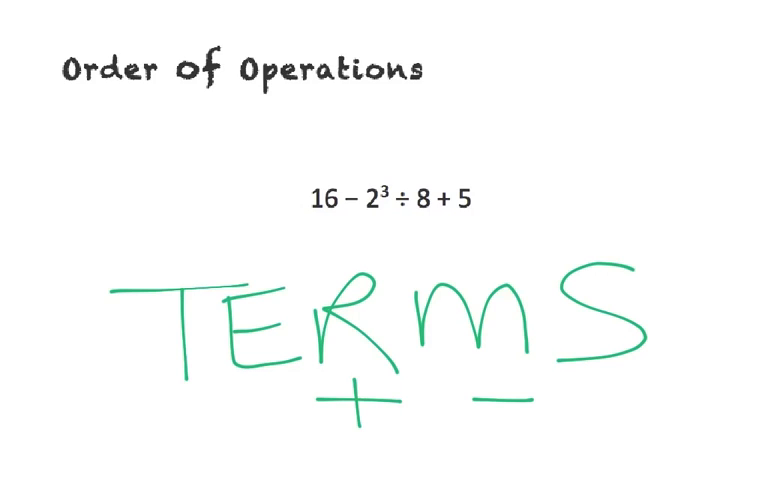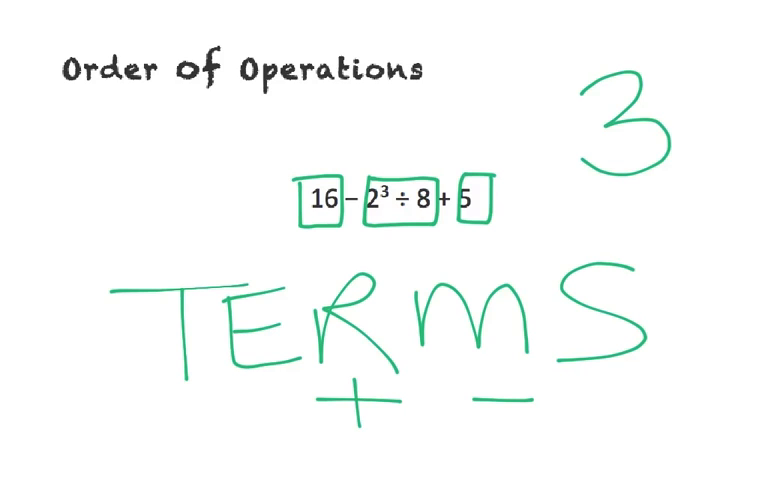So my first term here is this 16. That 16 is just hanging out all by itself, and it's separated from some other stuff through subtraction. So that is a term in and of itself. My next term is going to be all the stuff that's in the middle between my subtraction and addition. So that's my second term. And then my last term is going to be this little 5 hanging out there by herself. So in this entire expression, there are 3 terms.